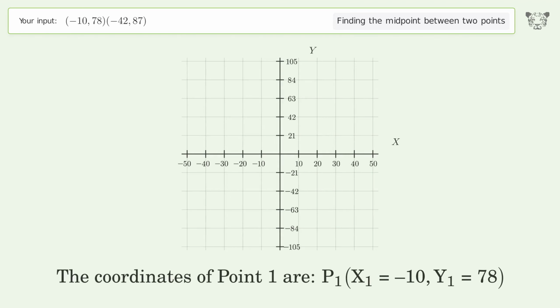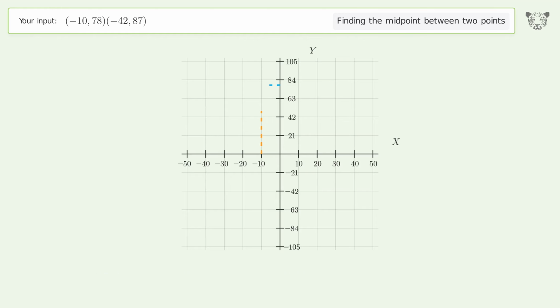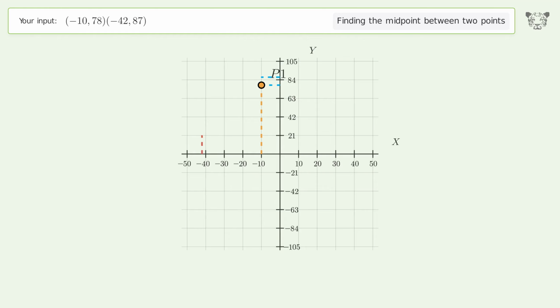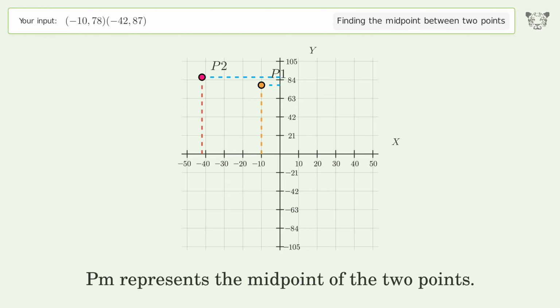The coordinates of point 1 are, x1 equals negative 10, y1 equals 78. The coordinates of point 2 are, x2 equals negative 42, y2 equals 87. PM represents the midpoint of the 2 points.